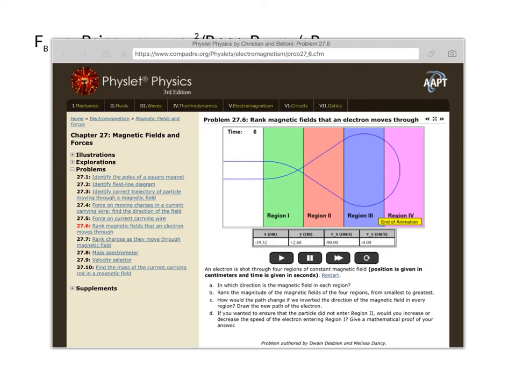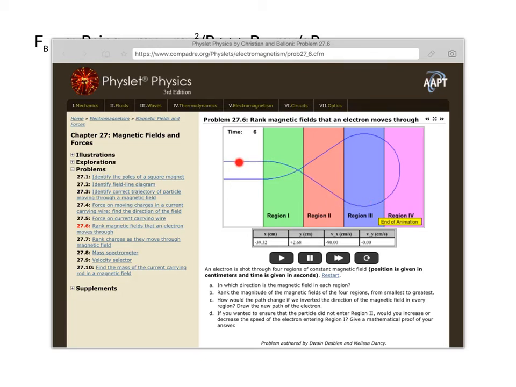So what you can see here is that in region 2 and region 3 and region 4, the circle has the same curvature. So that means the strength of the field and the direction of the field is the same in both these regions. Whereas when it comes into region 1, it bends that way. It bends down. You see, this is bending up, so the field is different.